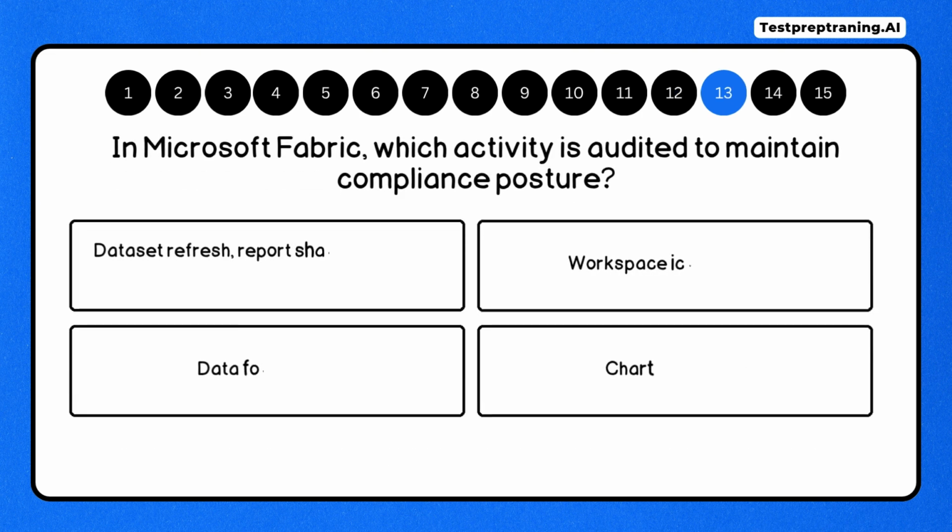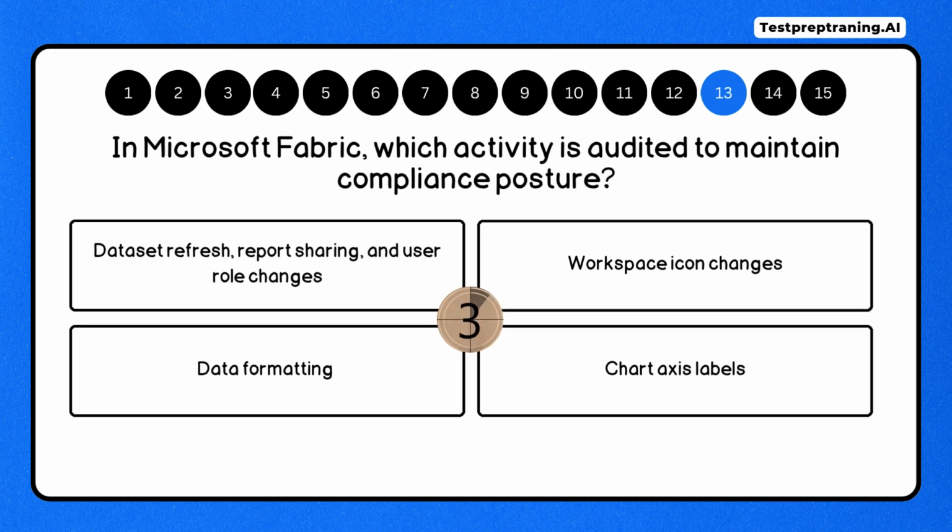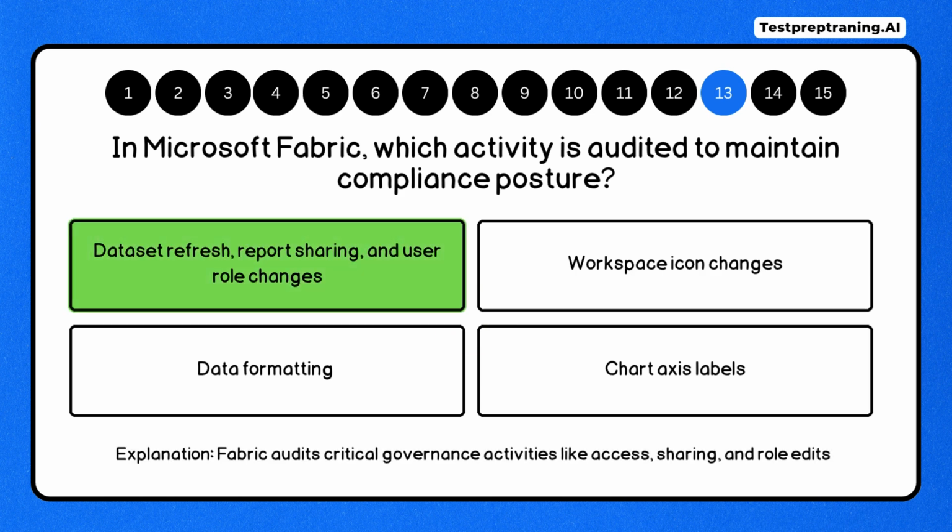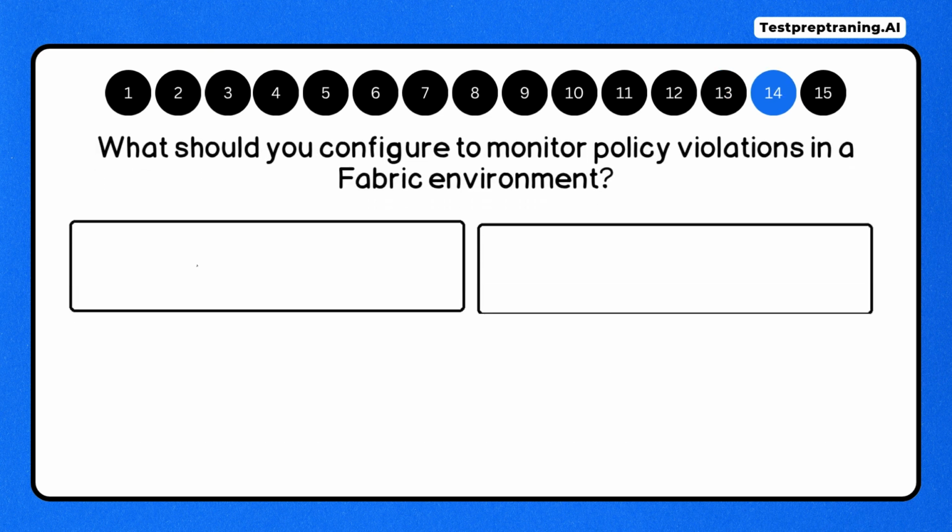Question 13. In Microsoft Fabric, which activity is audited to maintain compliance posture? Correct answer is dataset refresh, report sharing, and user role changes, as Fabric audits critical governance activities like access, sharing, and role edits. Question 14.